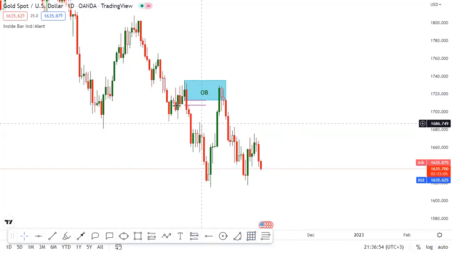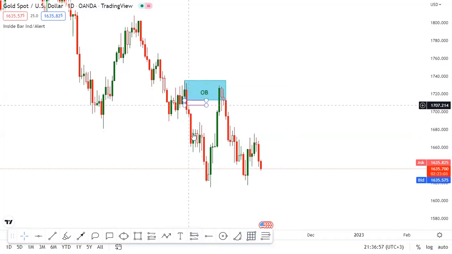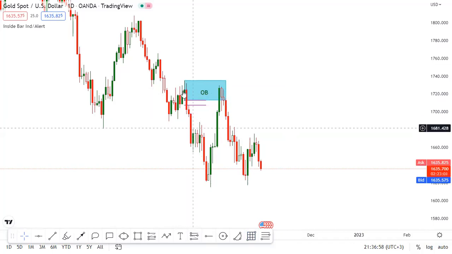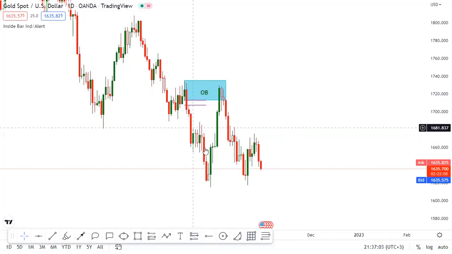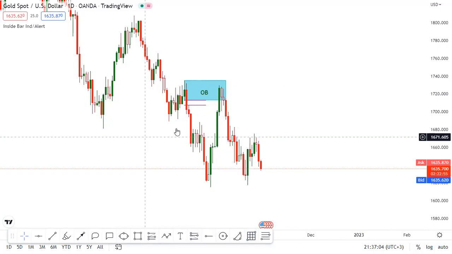Also, you see a very strong momentum to the downside. You see this strong momentum, a strong move to the downside. There are a lot of red candles here. That's the second thing.